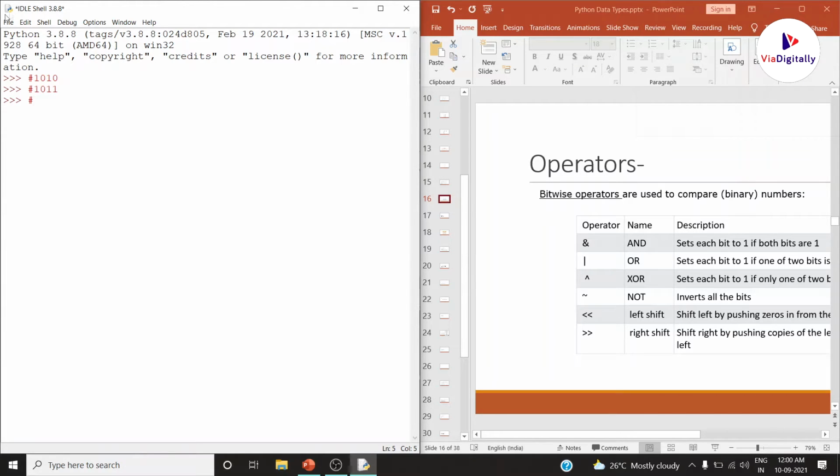Coming here, in the first bit we have 1 and 1. If both bits are 1, then the output will be 1. And here 0 0, the output will be 0. Here 1 1, the output will be 1. Here 1 0, the output will be 0. Then what is the equivalent value of this 1010? We know it is nothing but 10. Now let us check with Python, 10 bitwise AND with 11. My output is 10. So this is how the bitwise AND operator works.